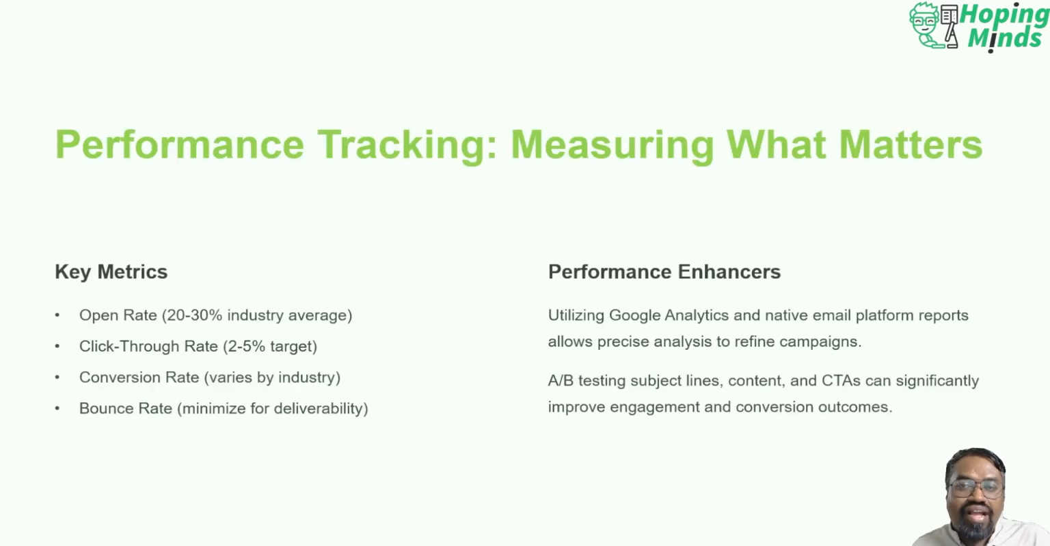Now we can track our performances too. As I told you earlier, as a marketer, we track the open rate, and anything from 20 to 30% open rate is considered the best in the industry, right? So if we are shooting any email, then we need to make sure that the email open rate should be 20 to 30%.